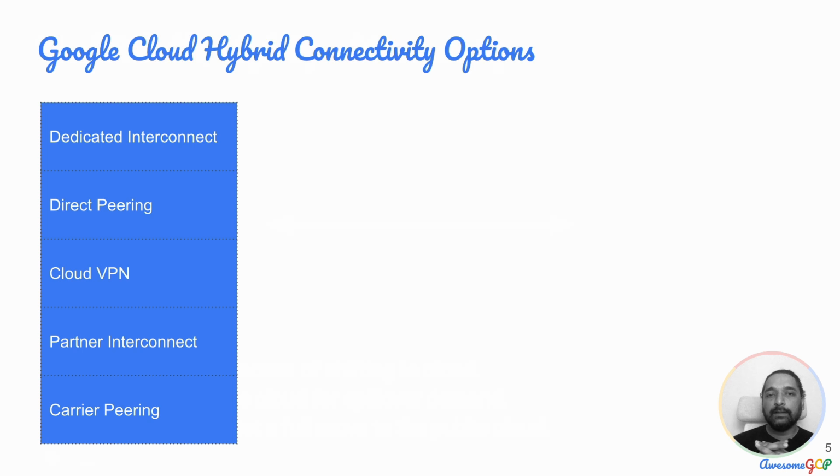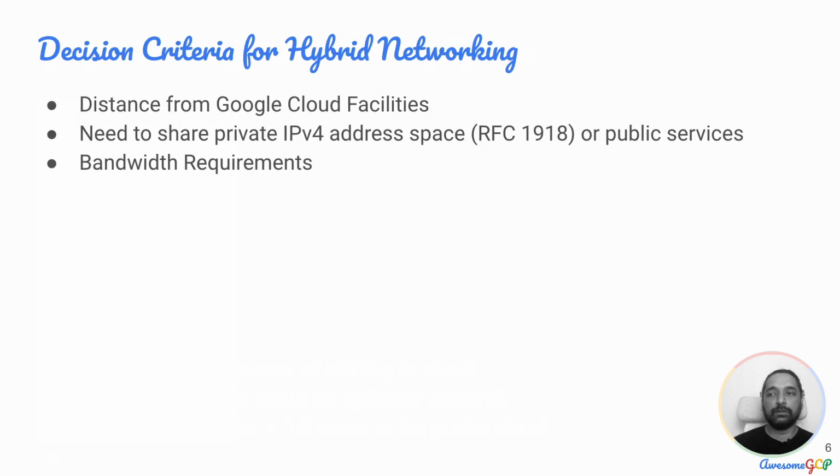So on Google Cloud, there are 5 hybrid connectivity options: dedicated interconnect, direct peering, cloud VPN, partner interconnect, and carrier peering. We will look at the considerations for choosing one or more of these hybrid networking options. There are 3 critical things that I consider important for making that choice. One is the distance from the Google Cloud facilities, the need to share IPv4 address space following RFC 1918, or whether they want to consume public services. And finally, the bandwidth requirements for that network.